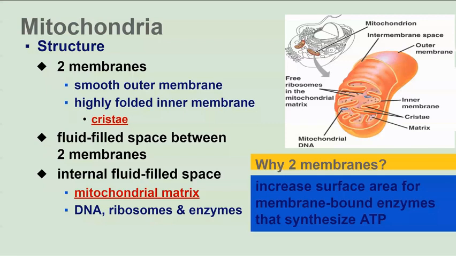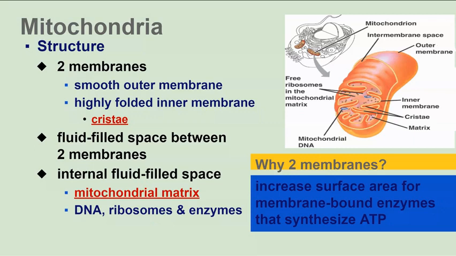Hear some of this information again, it won't hurt. Where we left off, though, was with mitochondria. And remember, we talked about two membranes, and particularly that inner membrane having a lot of folds in it, those cristae. And that's the way the mitochondria can increase the surface area so that it can have more room for those membrane-bound enzymes to be able to synthesize ATP.